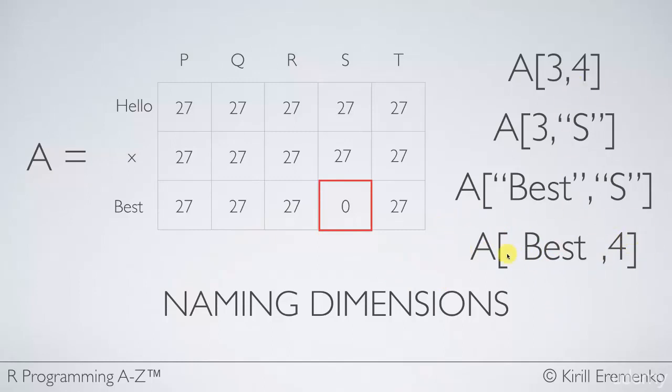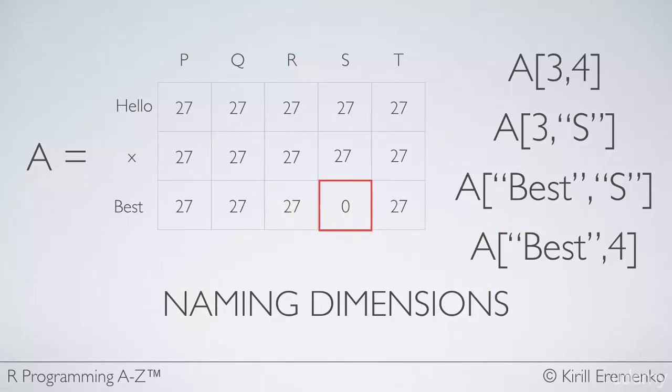Although, can you tell me what is wrong in this representation? That's correct. We forgot the quotation marks, so let's put them back in place. So there we go. 4 approaches to access your 0 in a named matrix. And of course, it doesn't have to be a 0. You can access pretty much virtually any element in this manner.